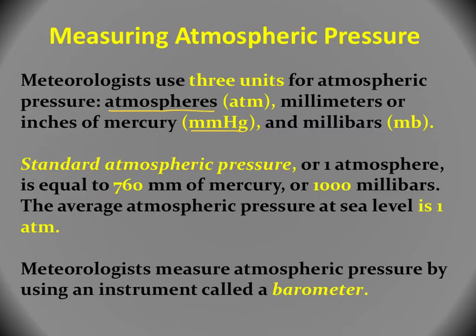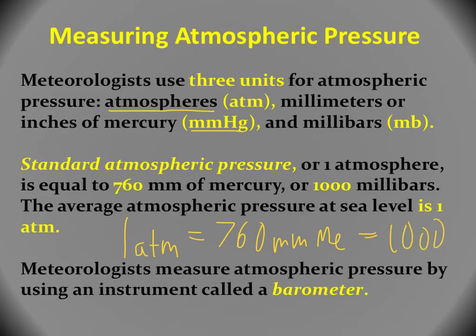So standard atmospheric pressure, or 1 atmosphere, is equal to 760 millimeters of mercury, or 1,000 millibars. If you set these all equal, you'd write 1 ATM is equal to 760 millimeters of mercury, which is equal to 1,000 millibars, or MB. Oops, I got my unit for mercury wrong. Mercury is, of course, Hg. So 1 atmosphere is equal to 760 millimeters of Hg, and so on.